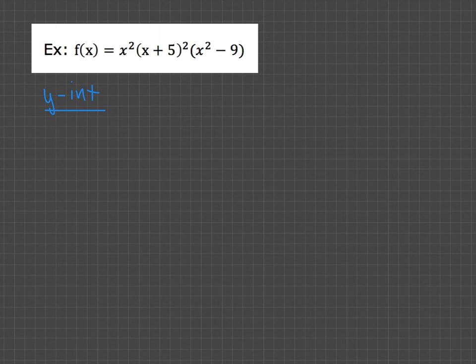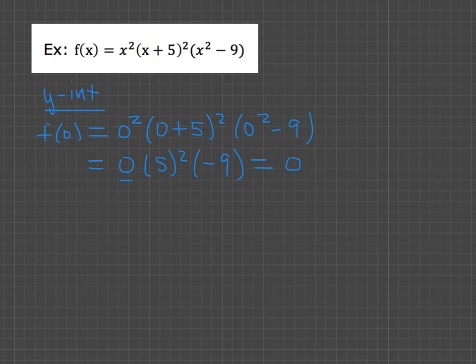Okay, now let's look at the y-intercept. Here's where we are going to evaluate at 0. So we plug in a 0 for all the x's, and we end up with 0 times 5 squared times negative 9. Since we have this 0 here, the whole thing is 0. So our y-intercept is y equal to 0.